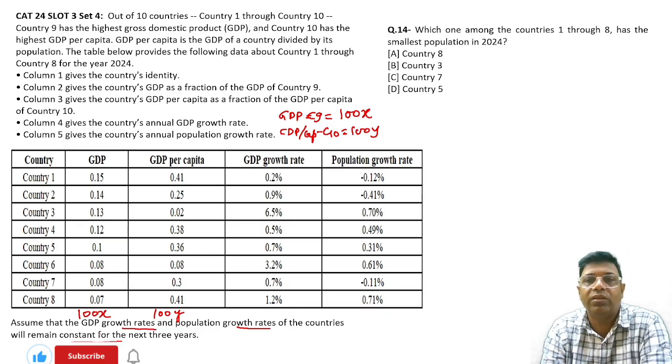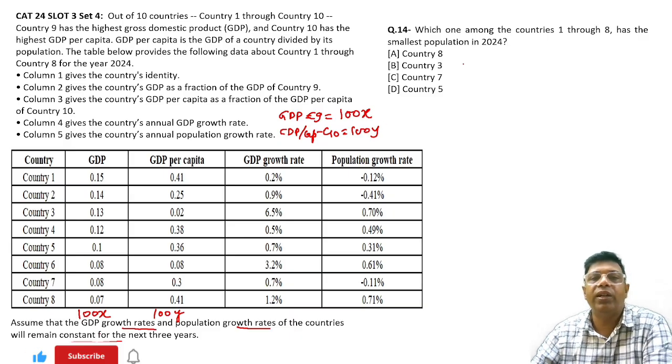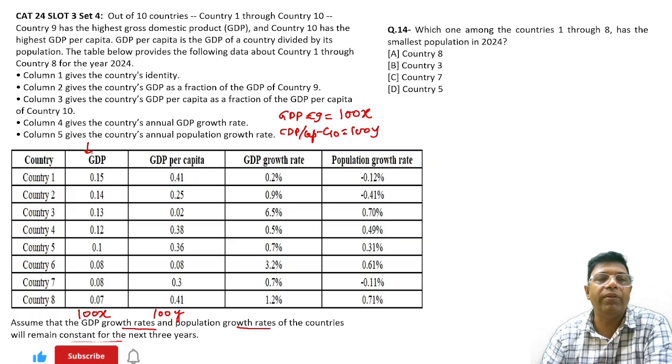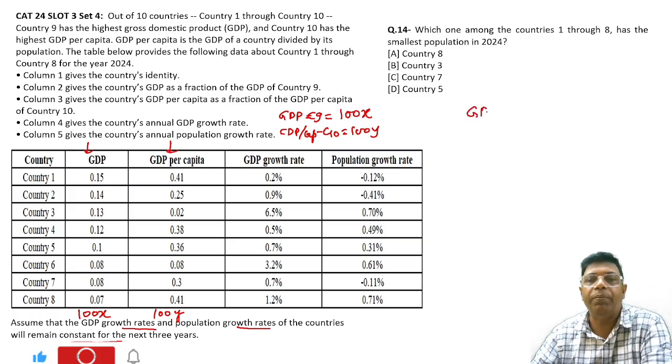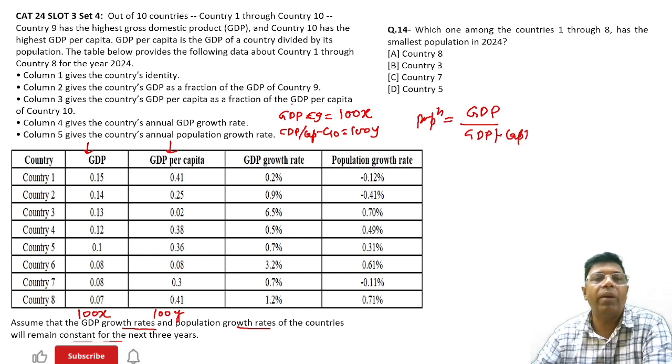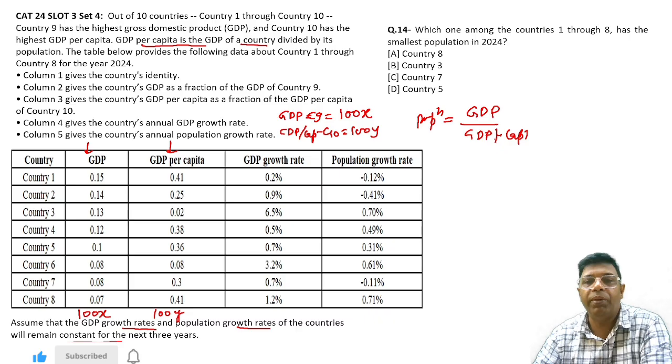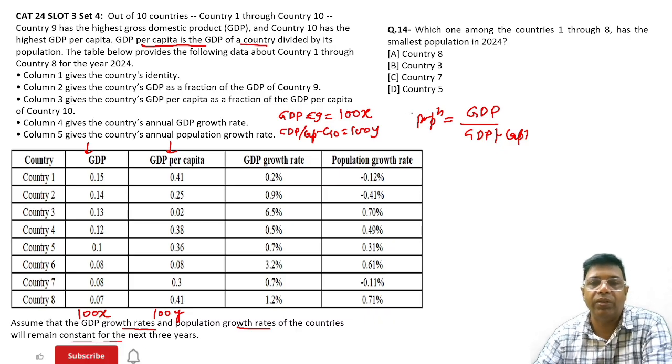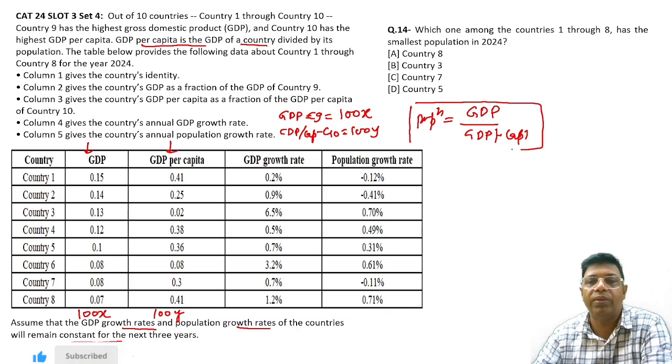Which among the countries 1 to 8 has the smallest population? Now figure out which country has the smallest population. How do you calculate population? In column 2 you have been given GDP, in column 3 you have been given GDP per capita. So if you divide GDP by GDP per capita, you get your population. Why? Because it is clearly given that GDP per capita means GDP divided by population. So that is a simple formula that we have to use.